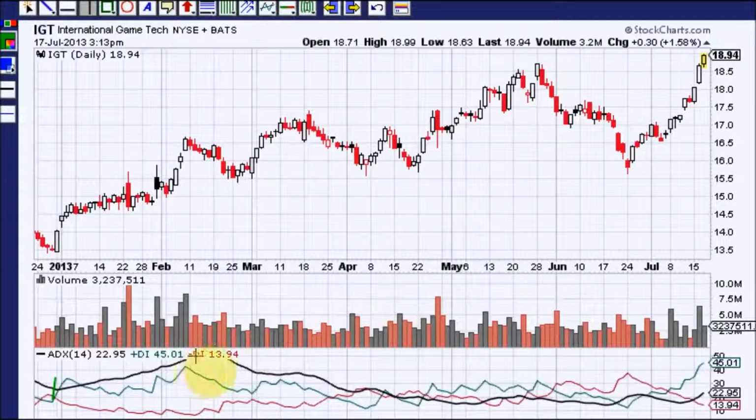Now let's take a look at this chart here of IGT. First of all, this is a buy signal right here, and it worked. The stock ran from 1350 to about 1550 in a matter of a couple of weeks. Then there's a lot of whipsawing through this area, a number of different crossovers.